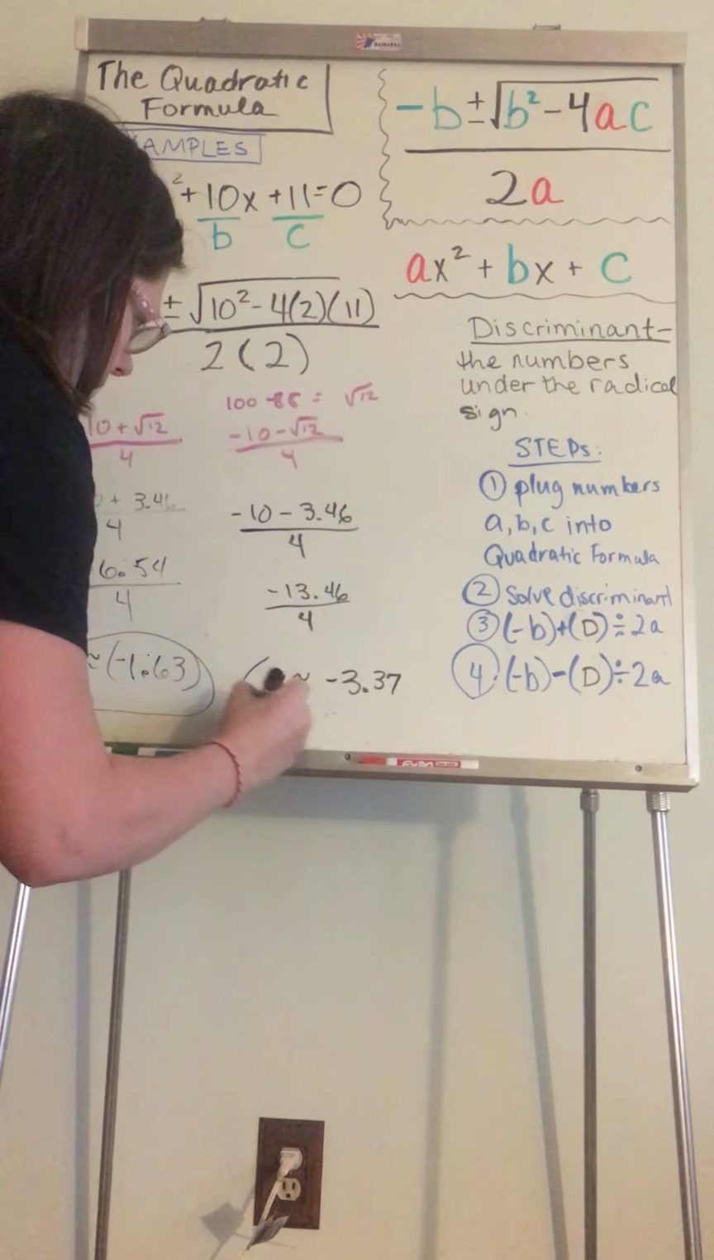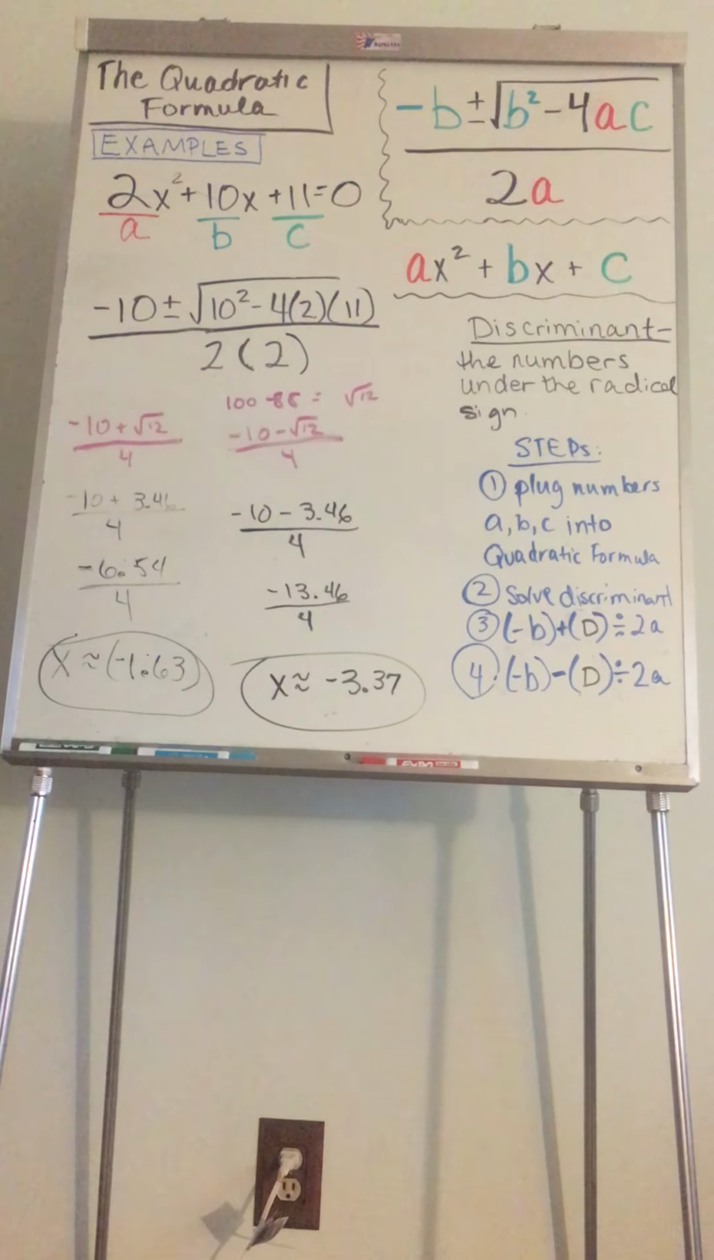And those are our two roots. That is saying that the parabola crosses the x-axis at negative 1.63 and negative 3.37. I want to do one more problem with you all, and that is to show you what it looks like when there is only one root.